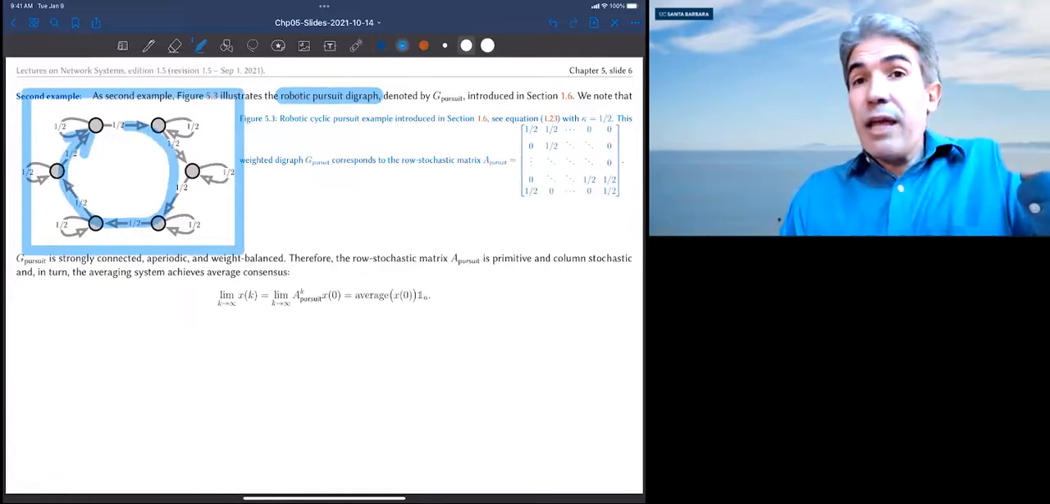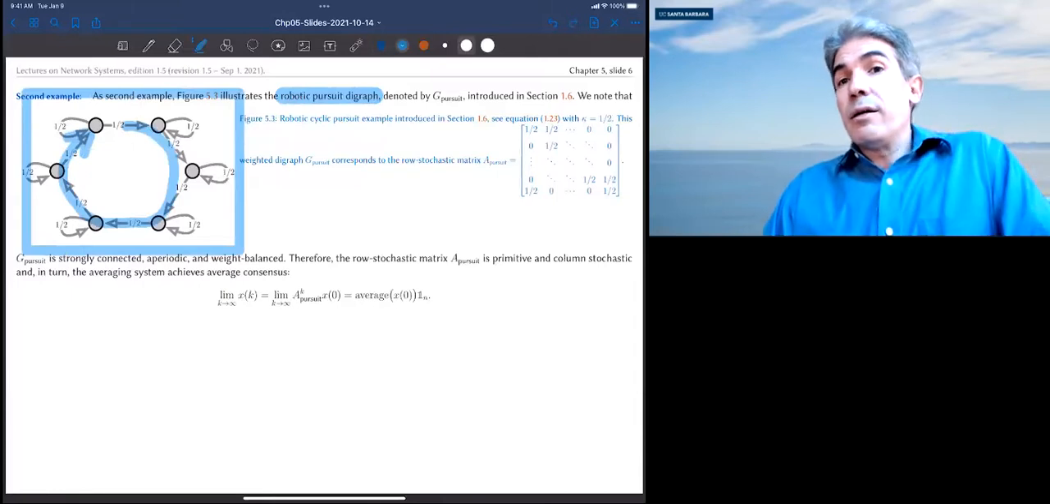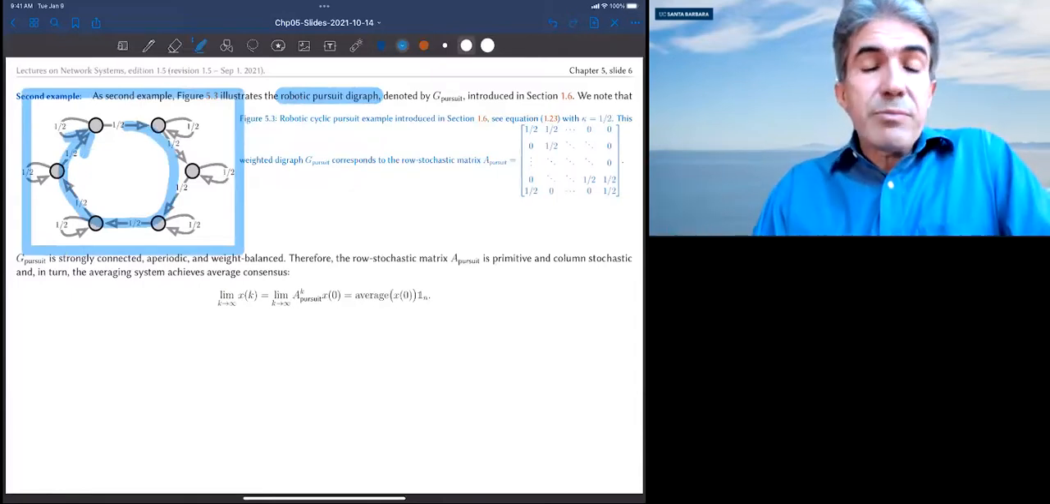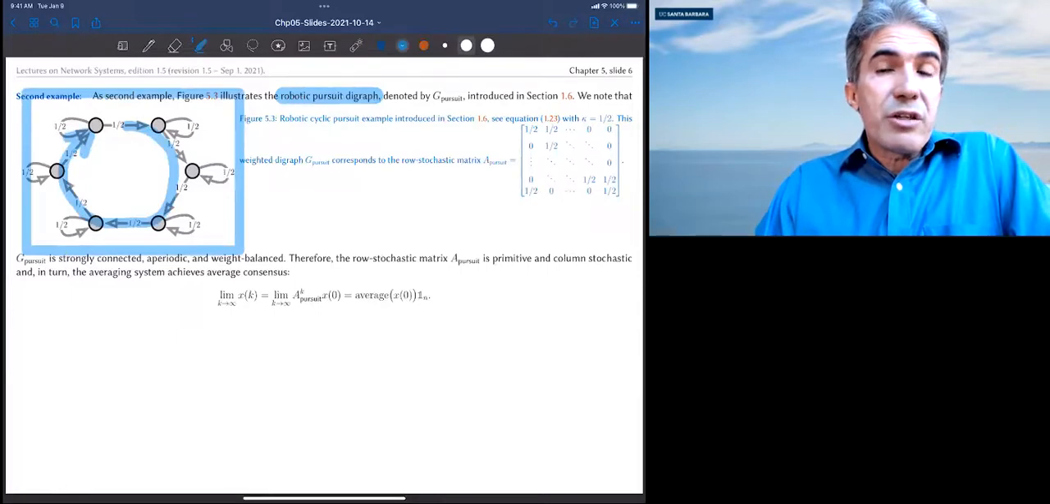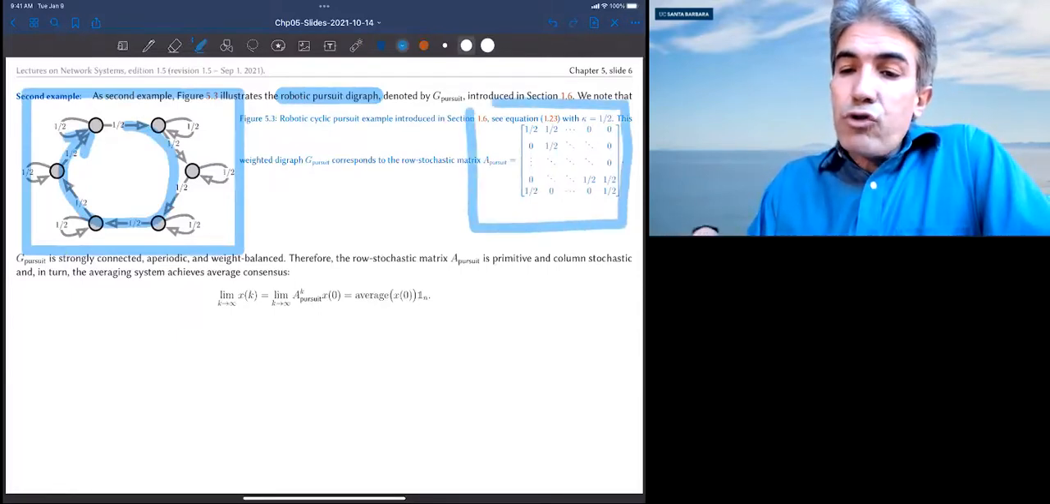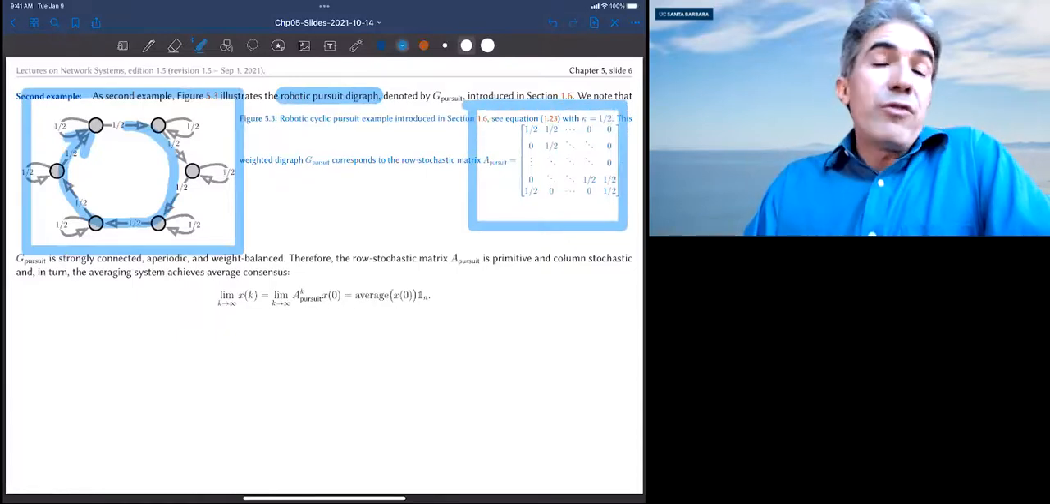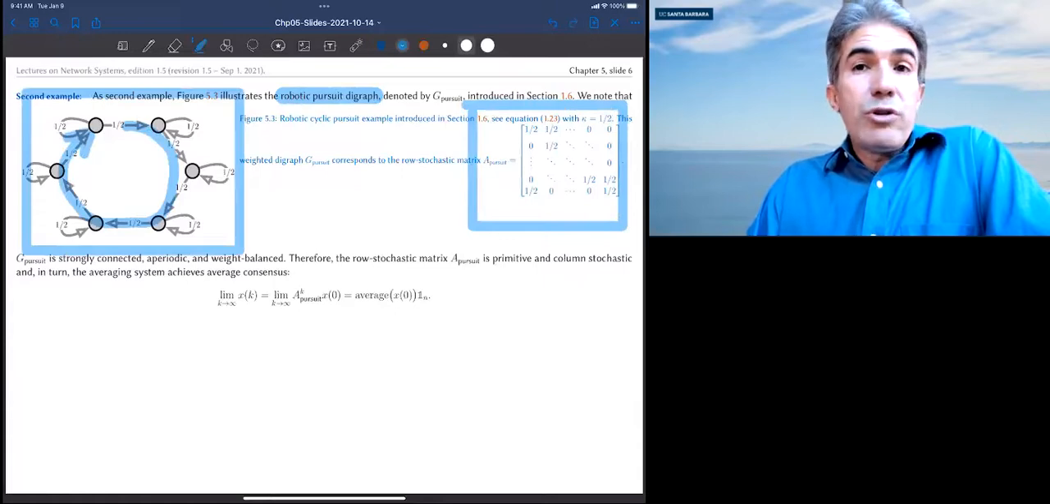There is a loop of length 6, but there are also loops of length 1. There is a simple cycle of length 6, but there is also a simple cycle of length 1, which are the self loops. Now you can write down the corresponding row stochastic matrix, and you could check it. It is easy to even just by hand compute the powers, and you will see it's primitive.